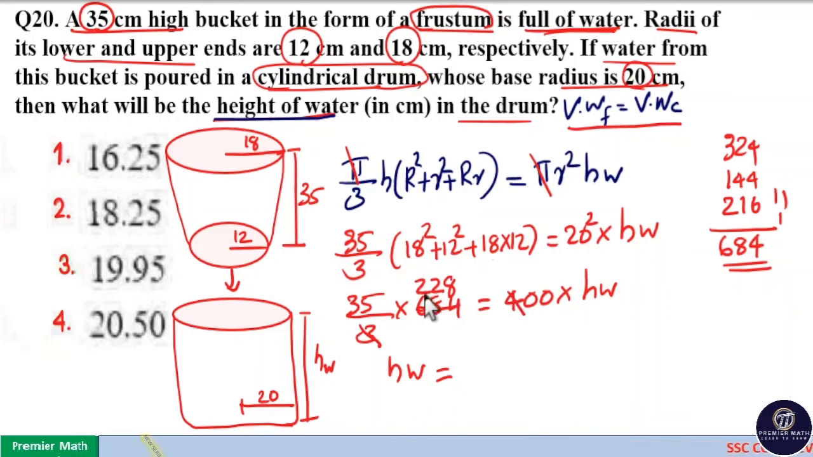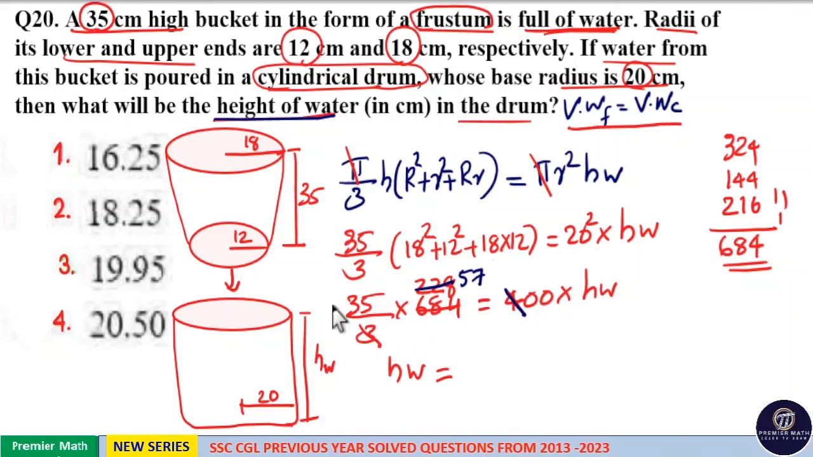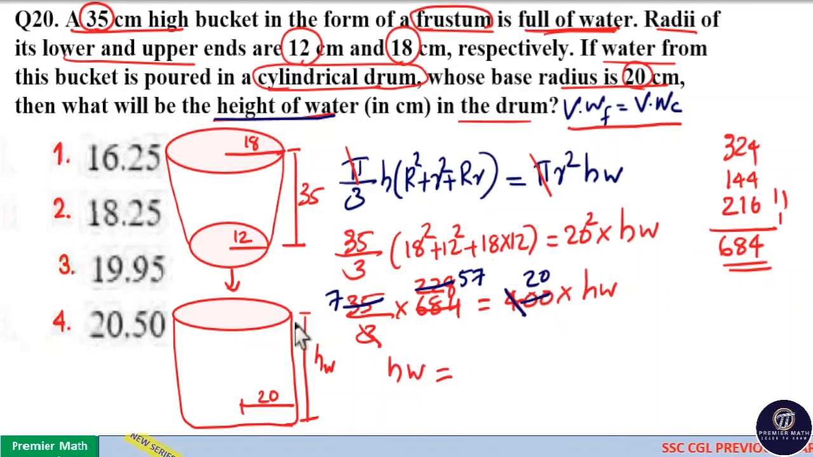Now, 4 goes 5 times in 22, remaining 28. 4 goes 7 times in 28. Now, here if I cancel with 5, 5 goes 7 times in 35 and 5 goes 20 times in 100. Now, this is equal to 57 into 7. 50 into 7 is 350, 7 into 7, 49. So, 399. This side is 399.